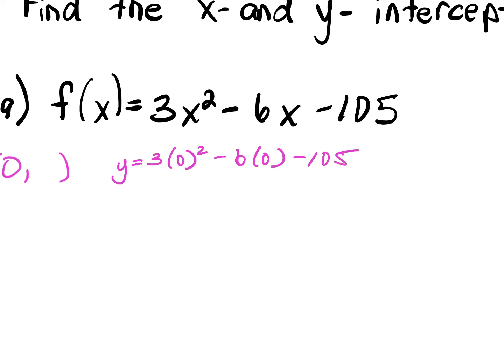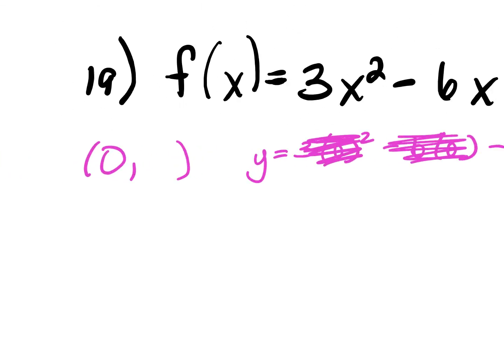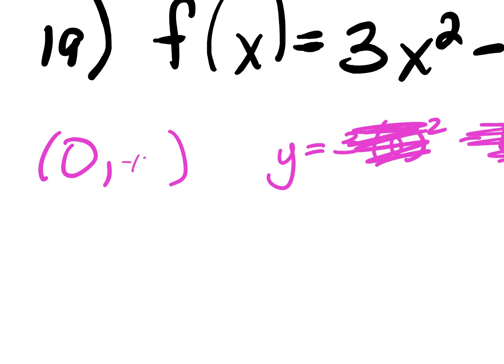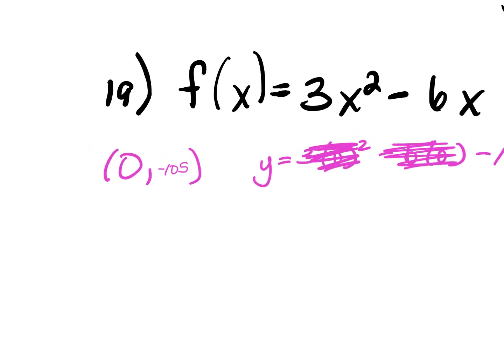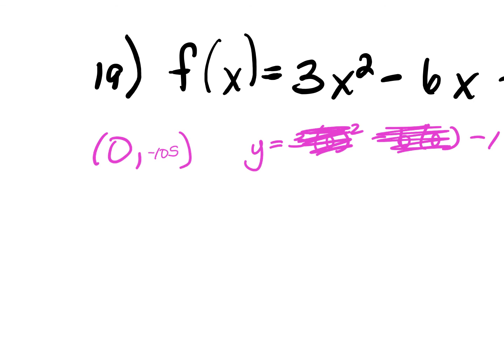What is 0 squared times 3? 0. What's negative 6 times 0? 0. What does y equal, guys? Negative 105. You would write your answer as (0, -105). Write your intercepts as ordered pairs. If you're finding the x-intercept, you plug in 0 for y. If you're finding the y-intercept, you plug in 0 for x.